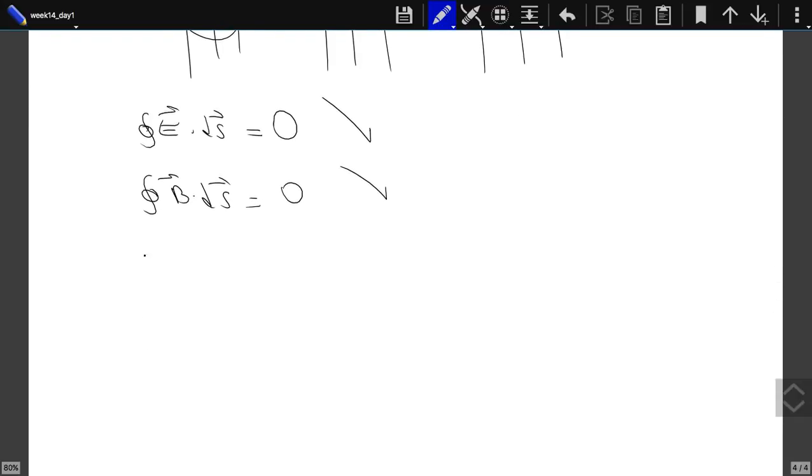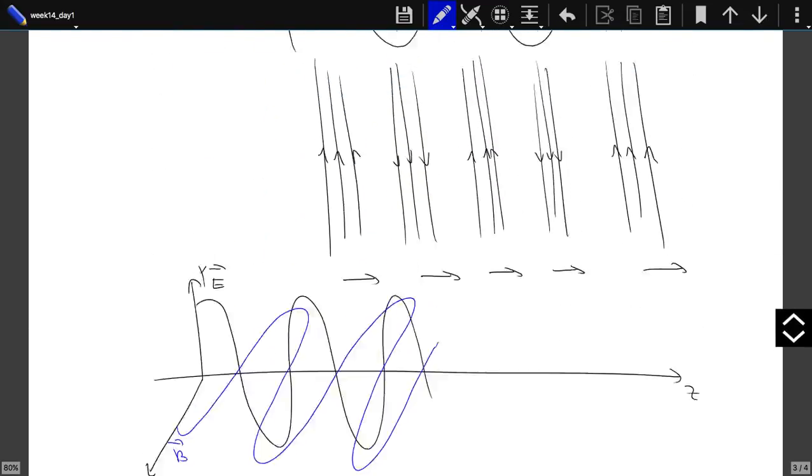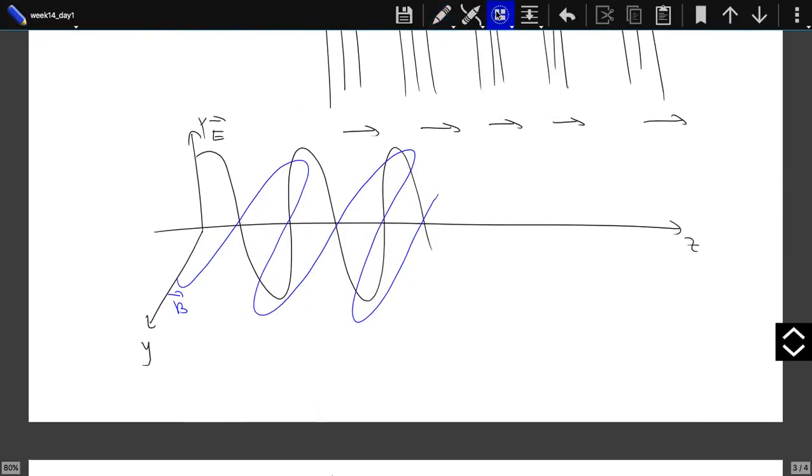Now there are two left. E dot dl should be equal to minus d phi B by dt. This is one equation that we should satisfy. Now, of course, we should choose some surface to evaluate the flux. And the boundary, the edge of that surface, is our loop over here. Let me choose a surface. This is my shape.